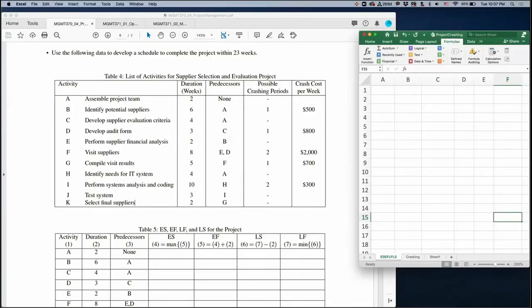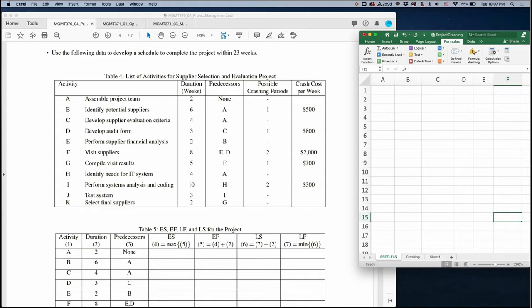This video explains crashing. So what is crashing? Crashing means if management or a customer wants to finish your project by a certain week, then you have to decrease certain activity durations so you can complete a little bit early. That is crashing.